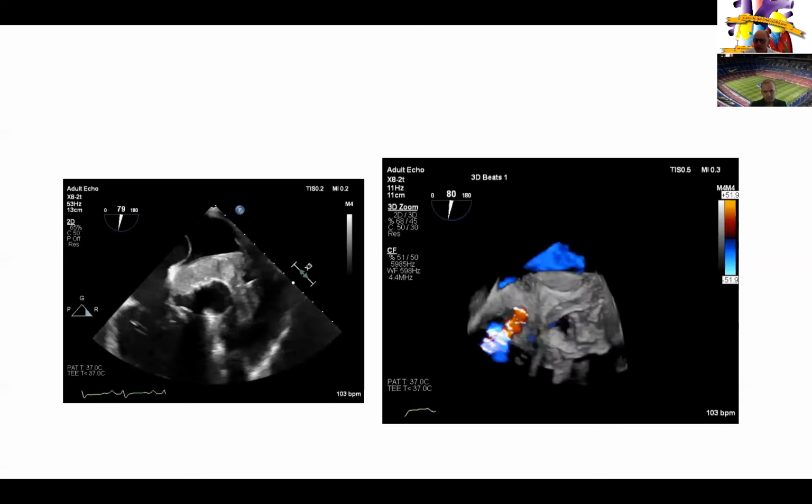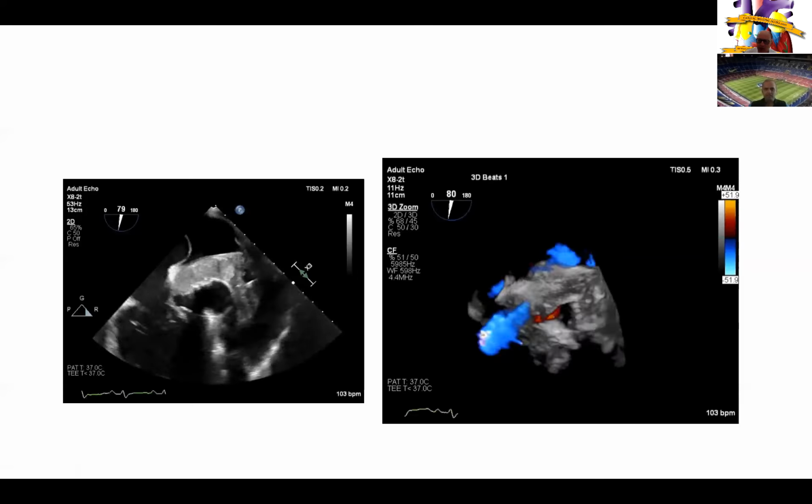Any questions on those, Dev? No, these are great images, a good case.